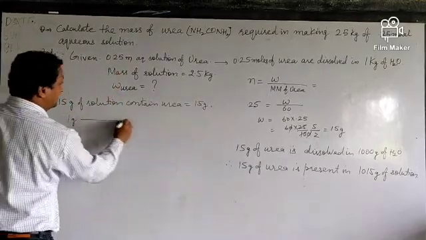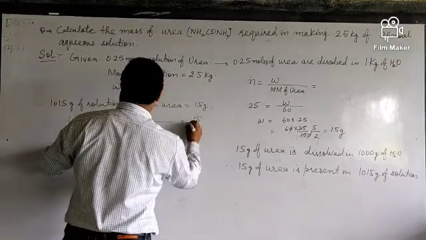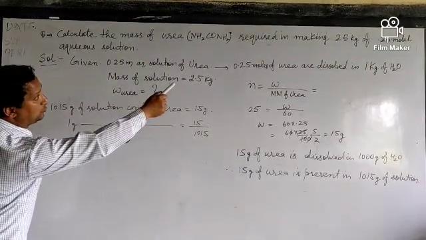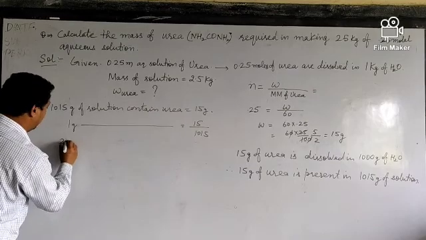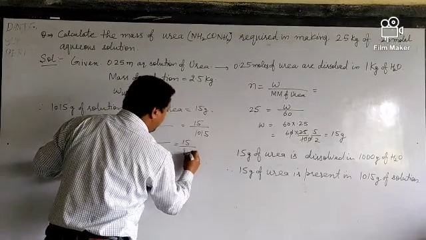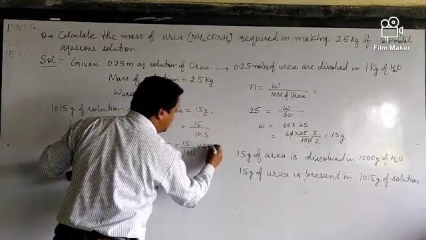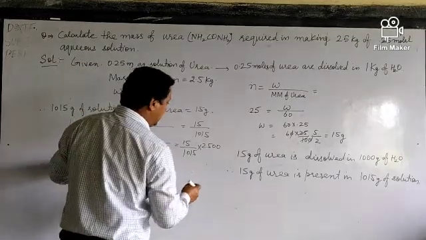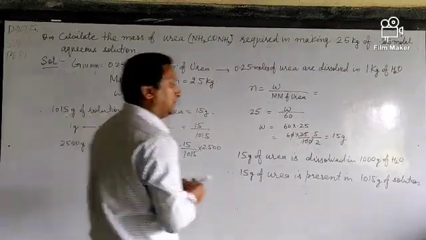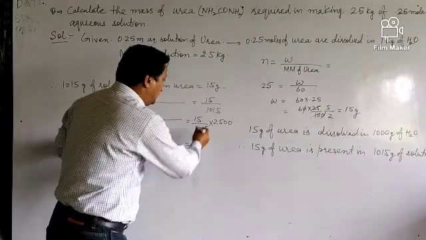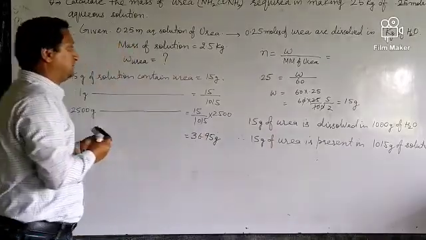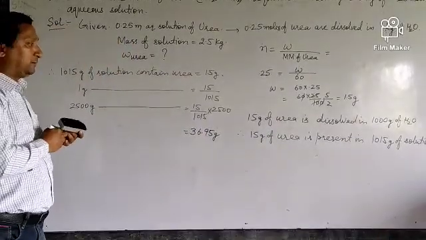So 1 gram will contain how much? 15 by 1015. And how much do we have to calculate? 2.5 kg. It means 2500 gram of solution contains 15 by 1015 into 2500. You just calculate it out, and the answer will come out to be 36.95 grams.